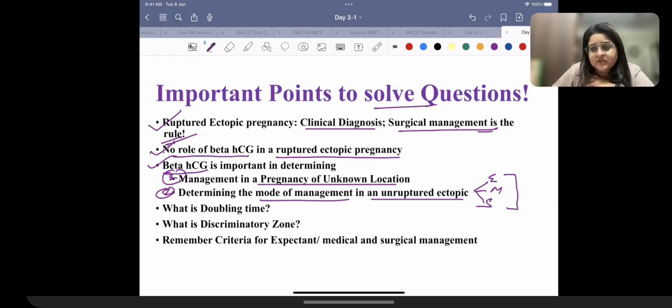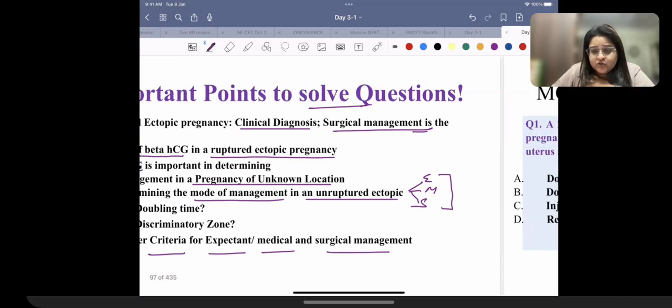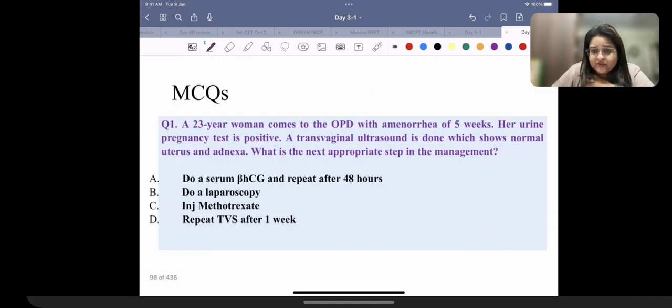If it's less than 1000, expectant; less than 5000, medical; more than 5000, surgical. You should know what is doubling time, what is the discriminatory zone, and remember the criteria for expectant, medical, and surgical management. So once you've understood these concepts, you should be able to answer all these questions.